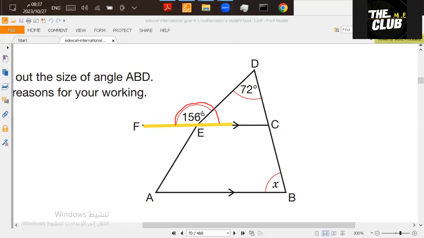Okay. So how can I find this? By subtracting from 180.